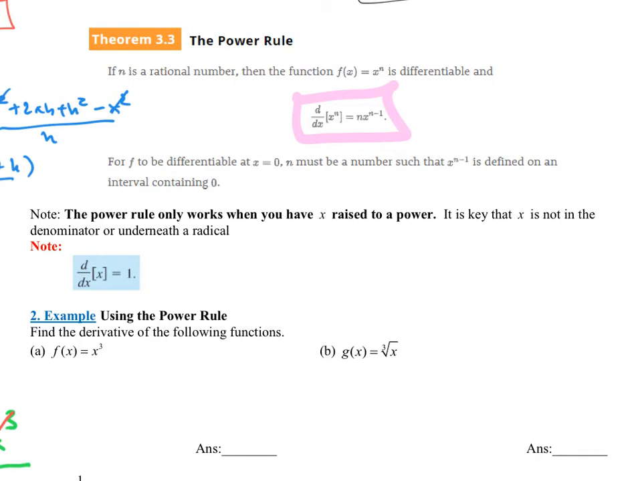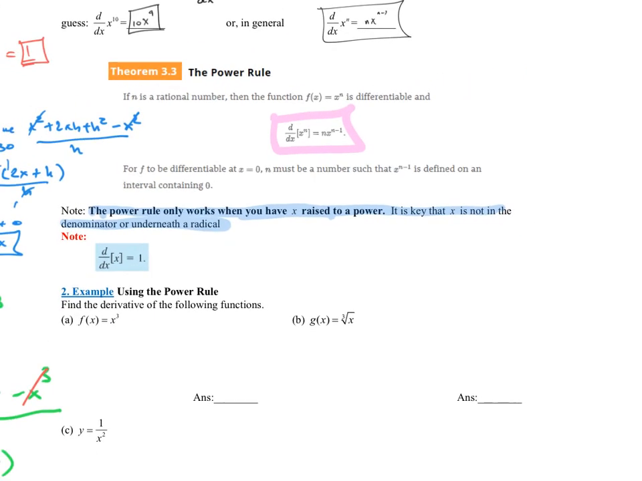It is key that x is not in the denominator or underneath a radical. So let's say that again. This is really important for us to understand. The power rule only works when you have x raised to a power. It is key that x is not in the denominator or underneath a radical. So I'm going to show you how to deal with that in just a moment.